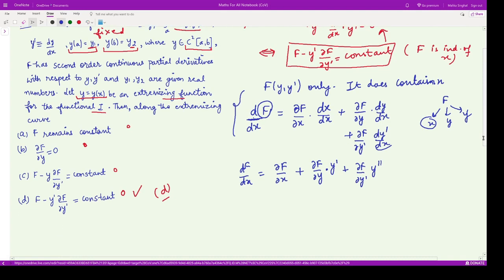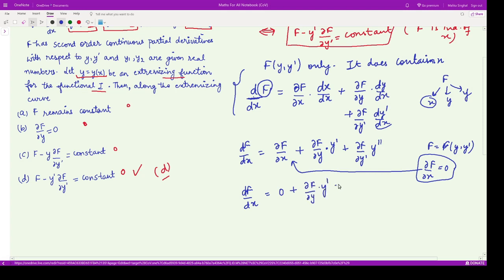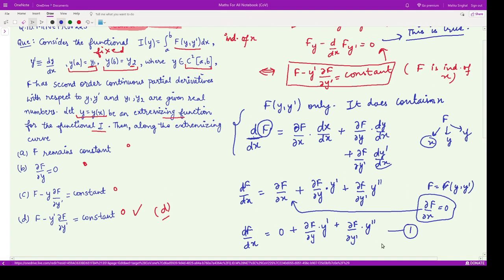Moreover, in the question we are given that f is a function of y and y dash only. So this term del f by del x is equal to 0. Let me use this value over here. So I have df by dx is equal to 0 into 1, plus del f by del y into y dash, plus del f by del y dash into y double dash. Mark this as equation number 1. Let me call the Euler-Lagrange equation, equation number star.